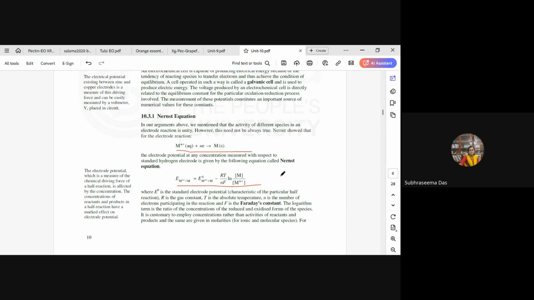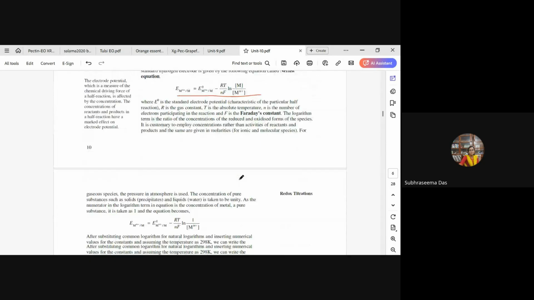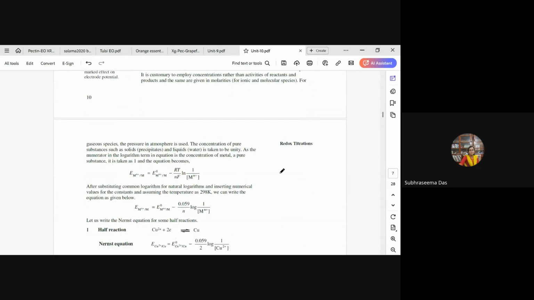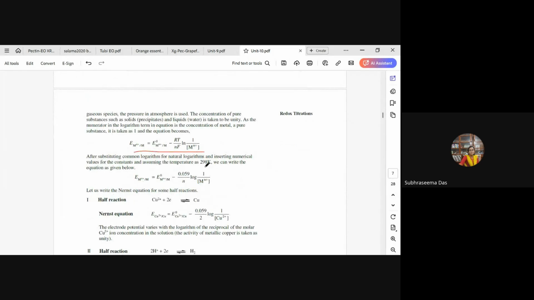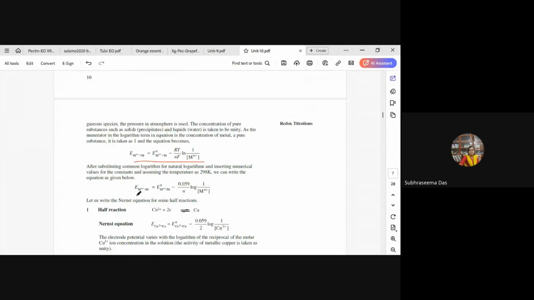E is equal to E0 minus RT by nF ln of concentration of M upon concentration of Mn+, where E0 represents the standard electrode potential, R is the gas constant, T is the absolute temperature, n is the number of electrons participating in the reaction, and F is Faraday's constant. The concentration of a pure substance, of solids and liquids, is always taken to be 1. So the equation now becomes this form, and after substituting the value of R, the temperature of 298 K, and the value of F, the Faraday constant, we can find the ultimate Nernst equation.